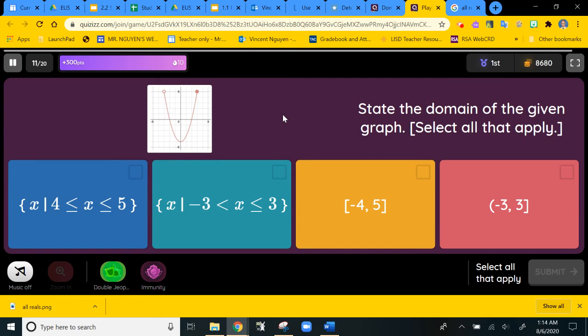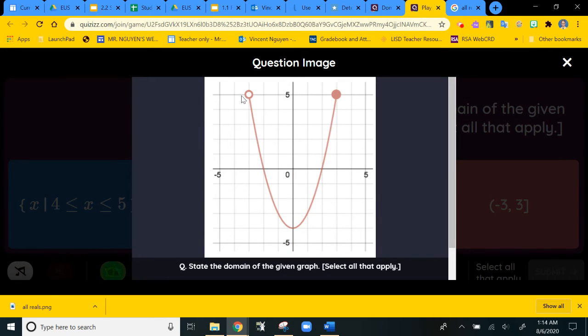Okay, state the domain of the given graph. Select all that apply. Okay, so the domain goes from left to right. So we're going from the left here. That's -5, -4, -3, not including. So I know I'm going to have parentheses and no equal sign. All the way to this value right here, which is 3. Okay, so I'm going from -3, not including, to +3, including.